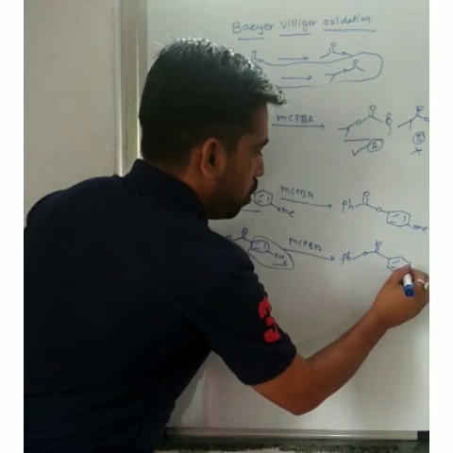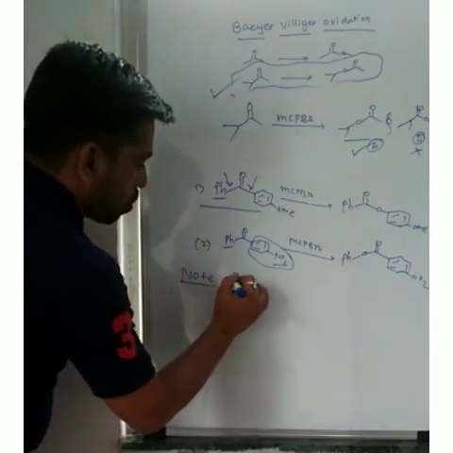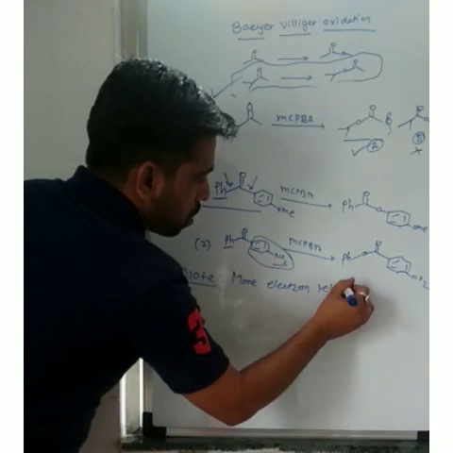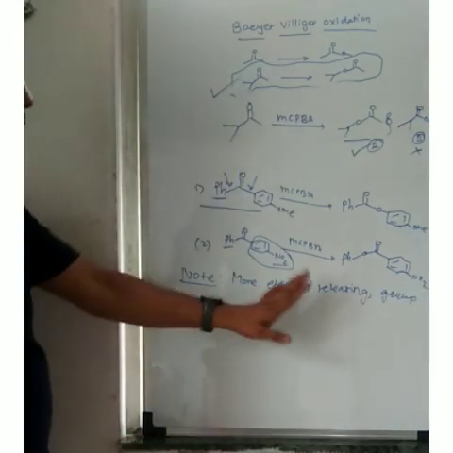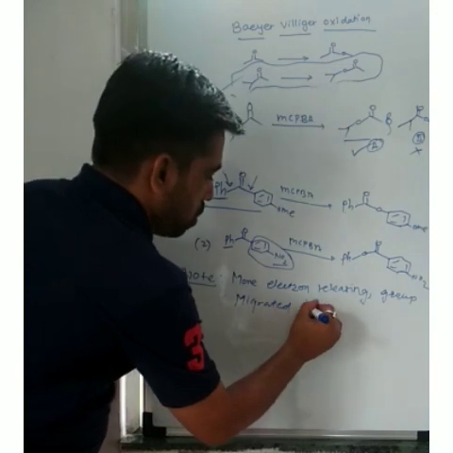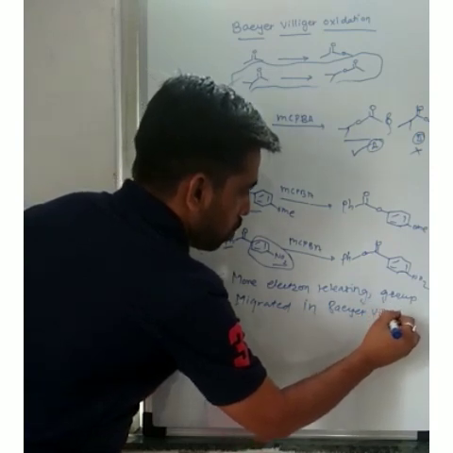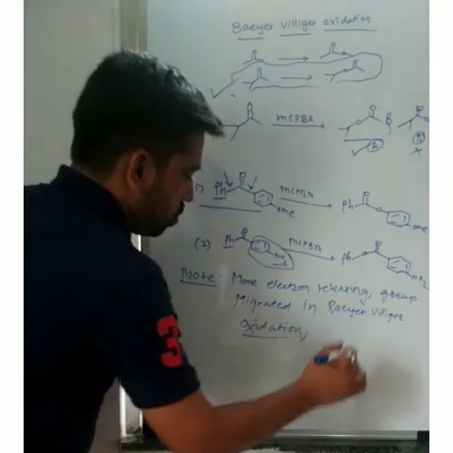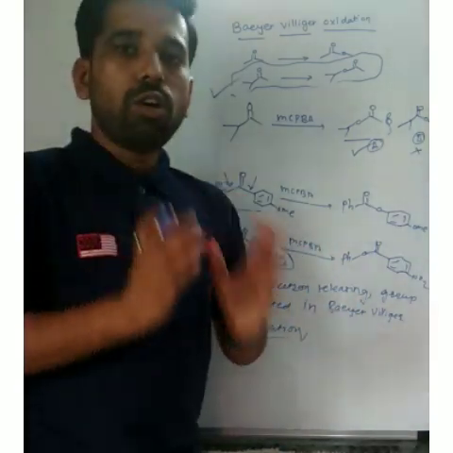If nitro is present, now note, there is a note here that the more electron releasing group migrates in the Baeyer Villiger oxidation reaction. In the Baeyer Villiger oxidation reaction, the more electron releasing group migrates.